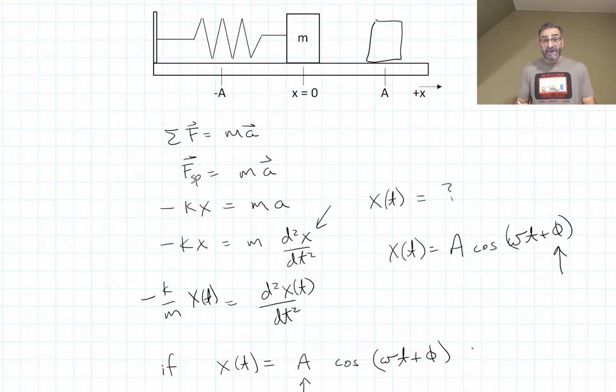We already said we could have picked a sine function instead of a cosine function. We all know that we can turn a sine function into a cosine function by adding or subtracting pi over 2. So this symbol is there to help us fix our initial conditions.